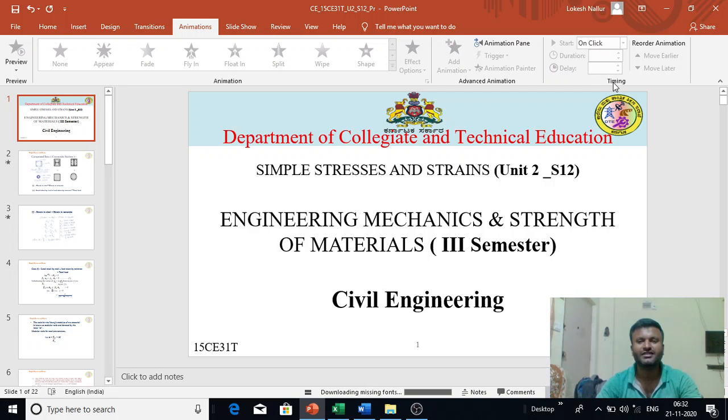Next, strain energy: energy stored due to straining of material within the elastic limit is known as strain energy, and it is also called resilience. The maximum strain energy stored in the material, with loading within the elastic limit, is known as proof resilience. Proof resilience per unit volume is called the modulus of resilience. And we solved many problems on strain energy for different types of loading.